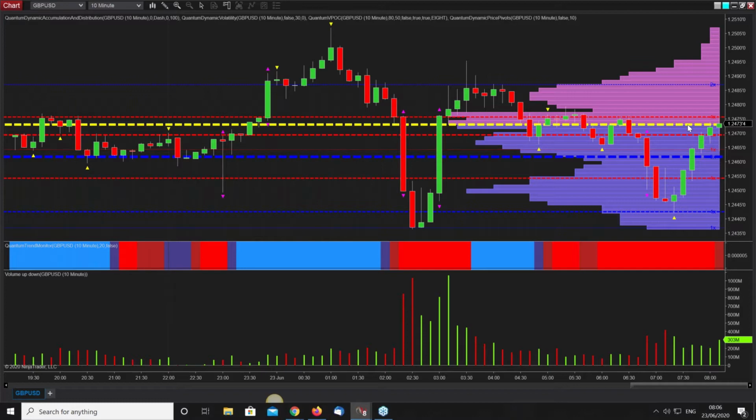Well, we've got the volume point of control sat here. We've also got a resistance level coming into play here above. We've got a platform of support below. But the key point is that we are at the volume point of control for cable at the moment on the 10-minute time frame. And therefore, as a scalping trader, what we're expecting is congestion.